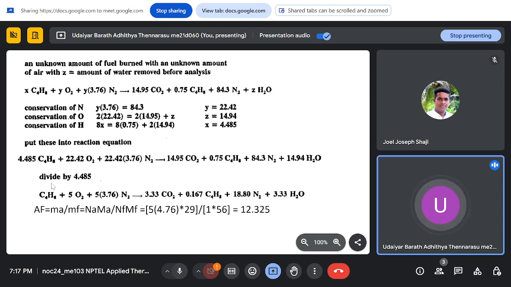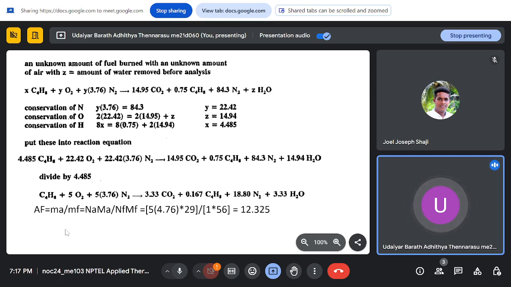So dividing by 4.485 to make it 1 mole of your fuel. So this becomes 1 mole of your fuel, becomes 5 moles of your air, and the right-hand side gives you the expression for the products which are formed.